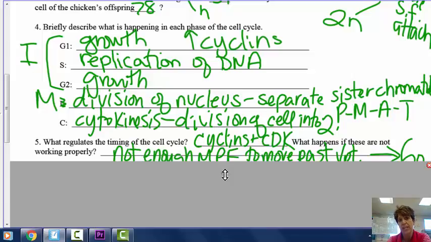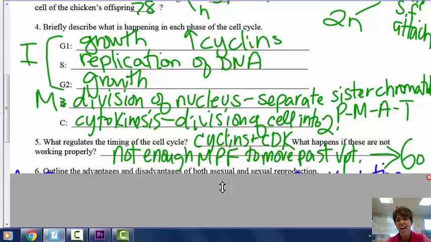For the next checkpoint, the cyclins attach to cyclin-dependent kinases, special proteins that are within the cell. When they attach to each other, they're called MPF. Maturation promoting factor. A lot of people think of it as mitosis promoting factor, but it actually stands for maturation. Those MPFs allow a cell to move into mitosis, and then it will be able to divide. If there's not enough MPFs, then it won't move past the checkpoint, and it will not begin mitosis.